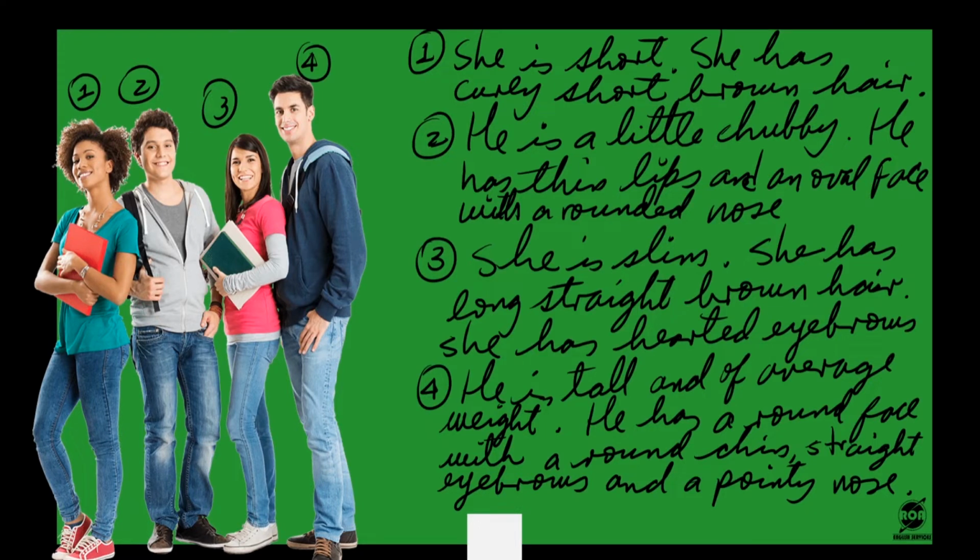For instance, number 1, she's short, she has curly short brown hair. And number 2, right here, he's a little chubby, he has thin lips and an oval face with a rounded nose, you can see it. Then number 3, she's slim, she has short straight brown hair, and she has hooded eyebrows. Number 4, he's tall and of average weight, he has a round face with a round chin, straight eyebrows, and a pointy nose.